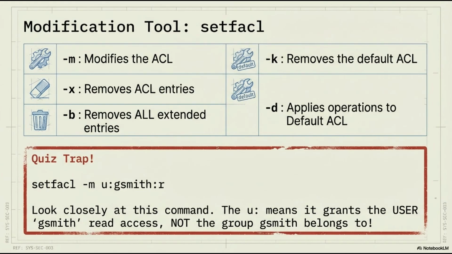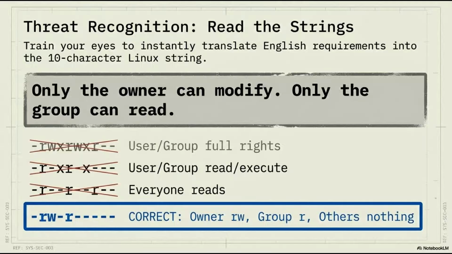Okay, let's test that precision. We are moving to slide 13, threat recognition, read the strings. An ethical hacker needs to be able to translate English requirements into a 10-character string instantly. Here is the scenario. Only the owner can modify. Only the group can read. Let's eliminate the wrong answers. Well, we instantly throw out anything that gives the group write or execute. Right, and we throw out anything that gives other any access at all.